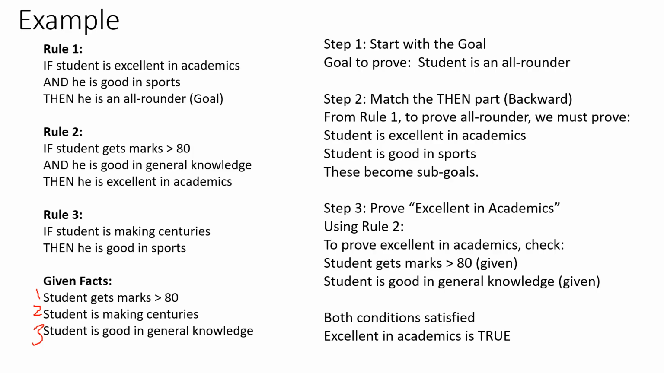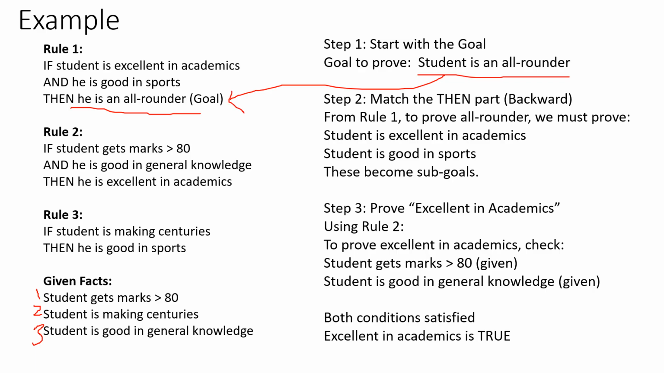So in backward chaining, we will always start with the goal state. So we are starting with the goal state, student is an all-rounder. We are starting from there. So we will check whether it matches any of the rules, the part after then. So it matches the then part. So we will see here rule 1. In rule 1 it is matching.